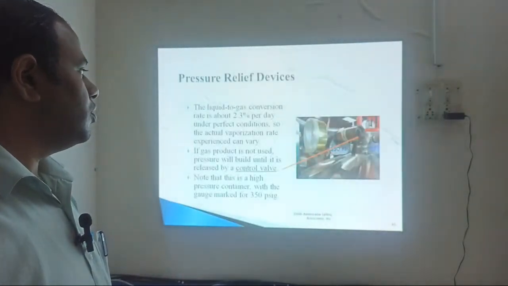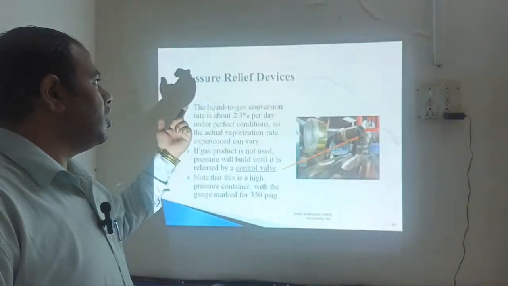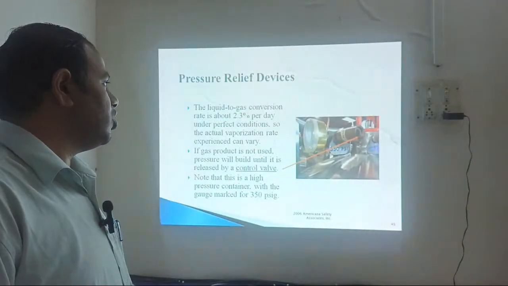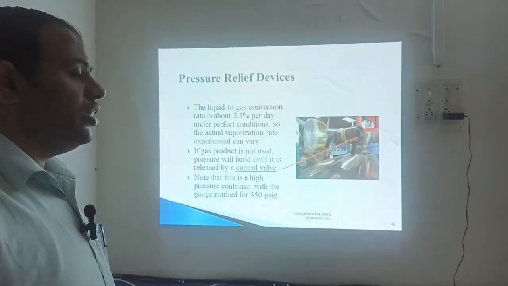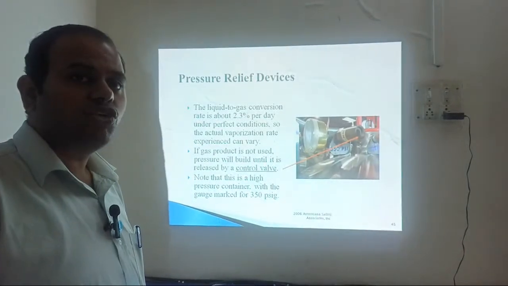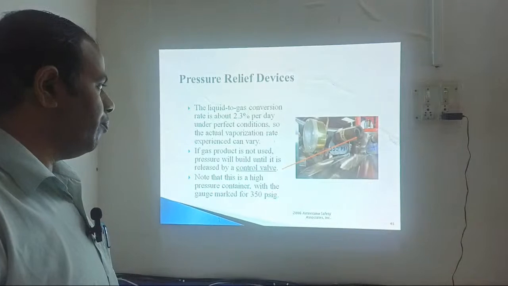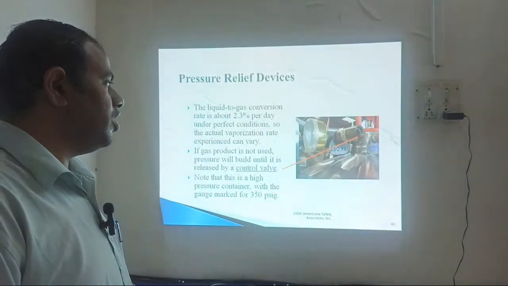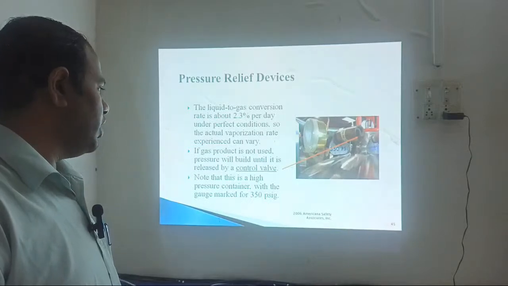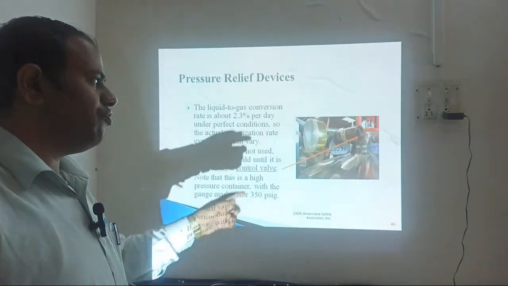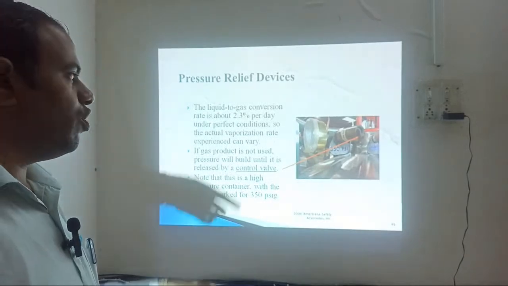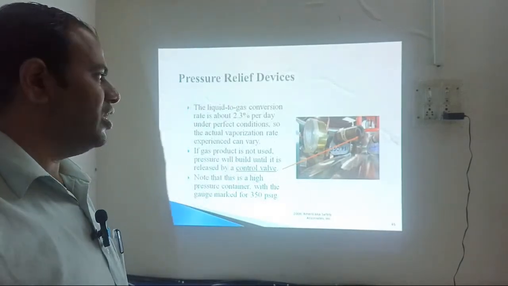There are pressure relieving devices that are added, which can be used as a control valve, because liquid nitrogen converts to gas at a very rapid pace. Therefore pressure relieving devices release the pressure if it increases beyond 350 psi. Such gauges should be present on your container.